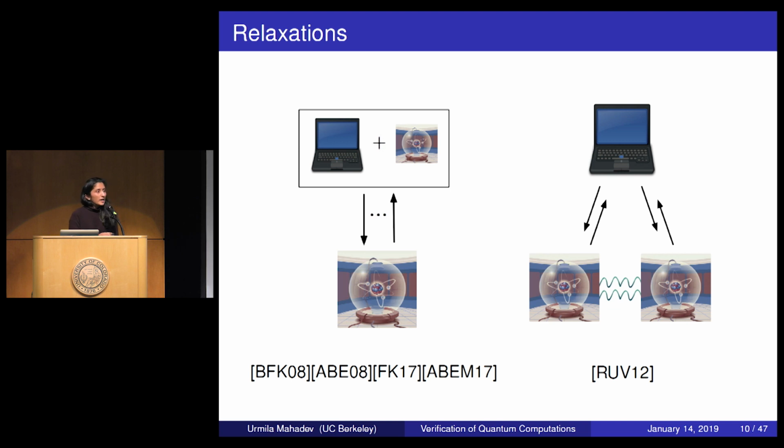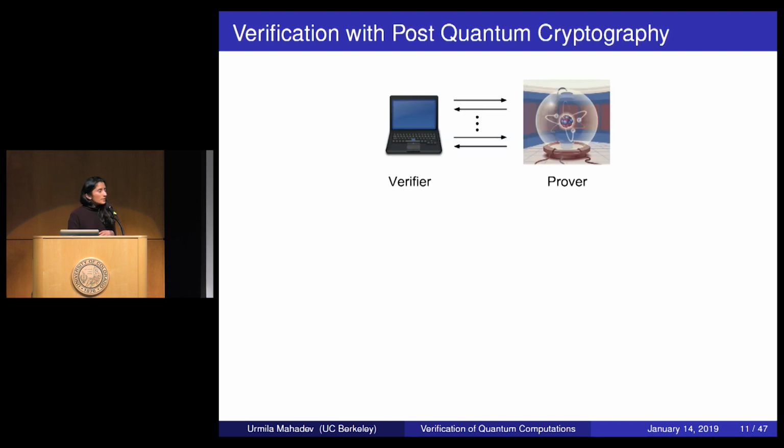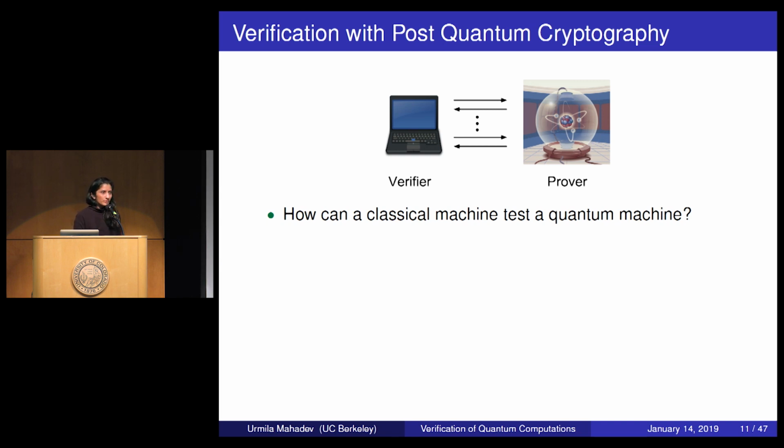Now, in this talk, I'm going to go back to the original model with the purely classical verifier and a quantum prover. The reason this question has been so difficult is because there's an extreme power imbalance here. There's an extremely weak verifier who's only capable of classical computations and a much more powerful quantum prover. So the question is, how can this classical verifier gain any leverage over the quantum prover?